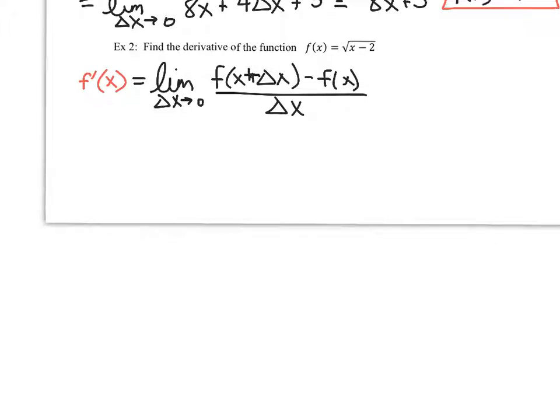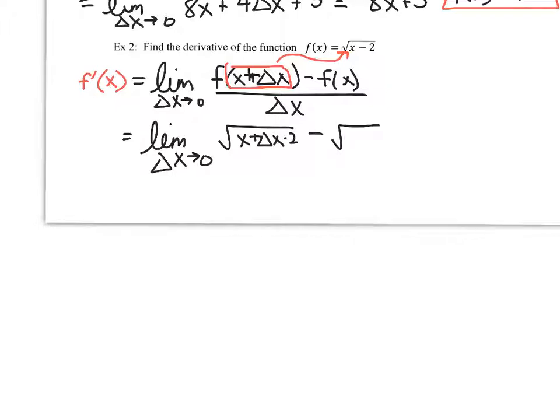So I'm going to substitute every place I see an x in my original function, I'm going to replace it with an x plus delta x. So it's going to look something like this. The limit as delta x approaches 0 of the square root of x plus delta x minus 2 minus the function, which is the square root of x minus 2, all over delta x.